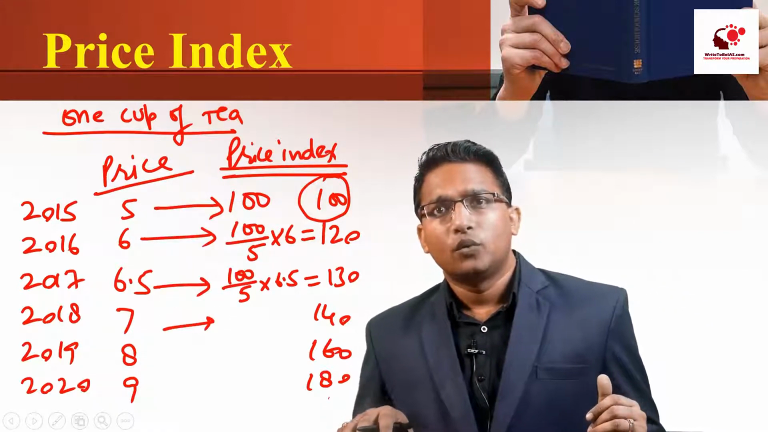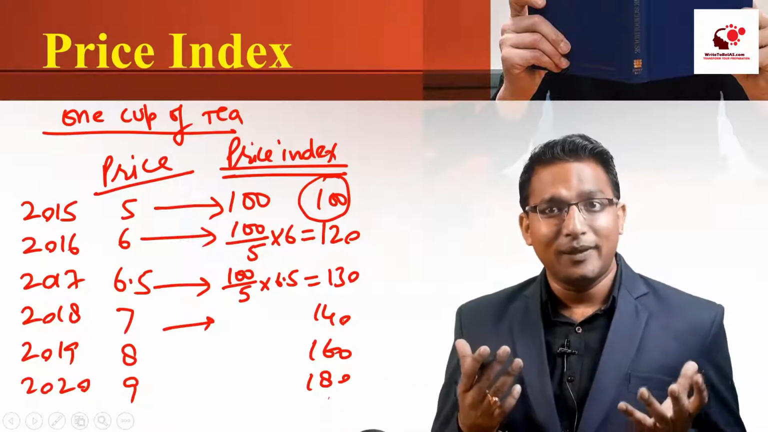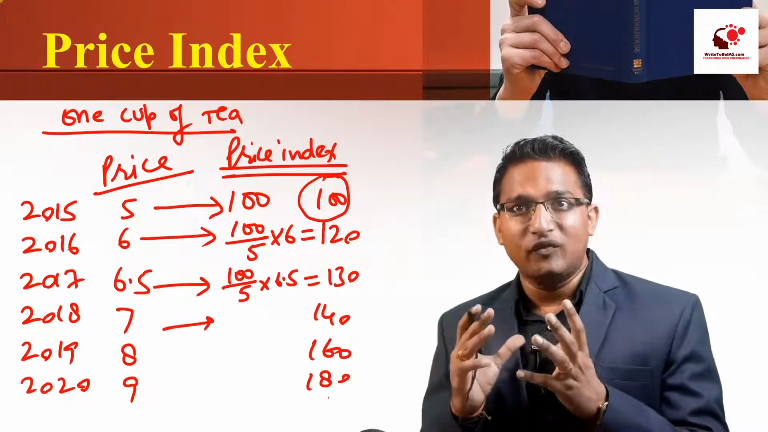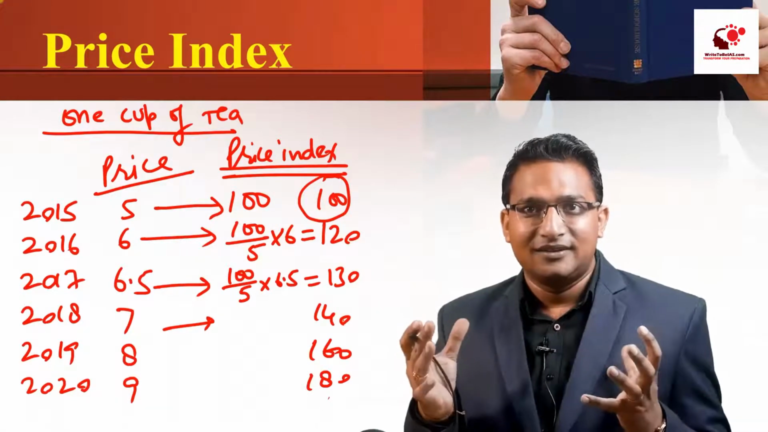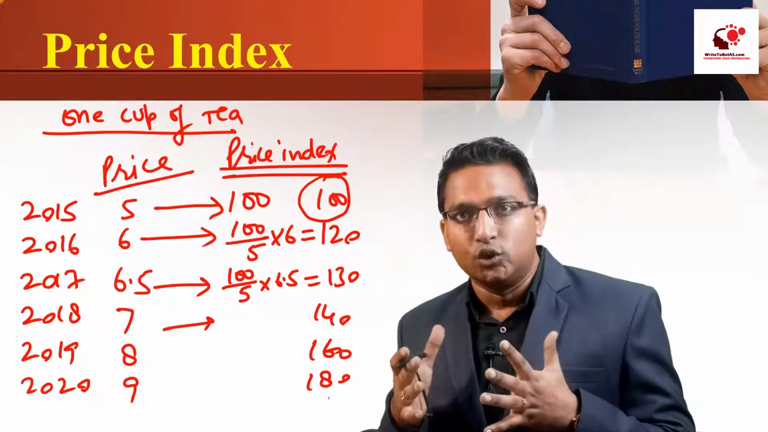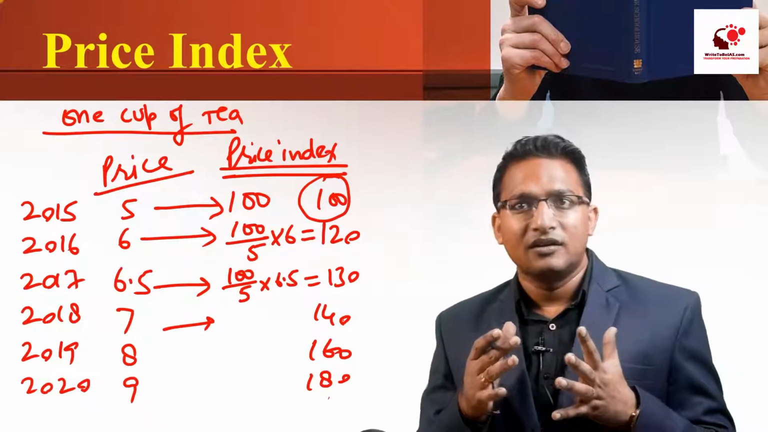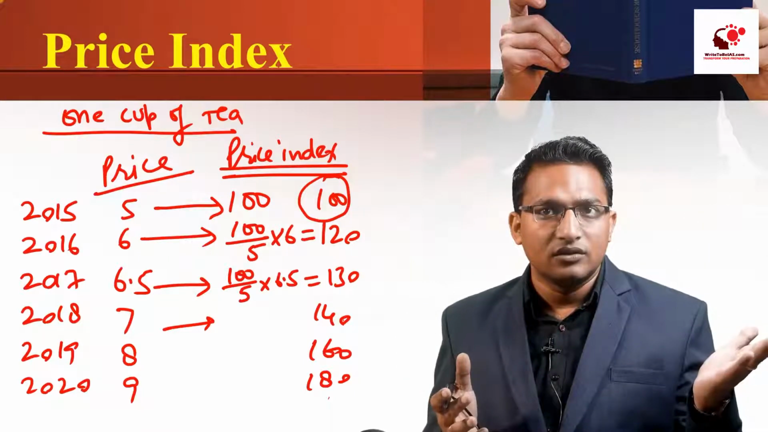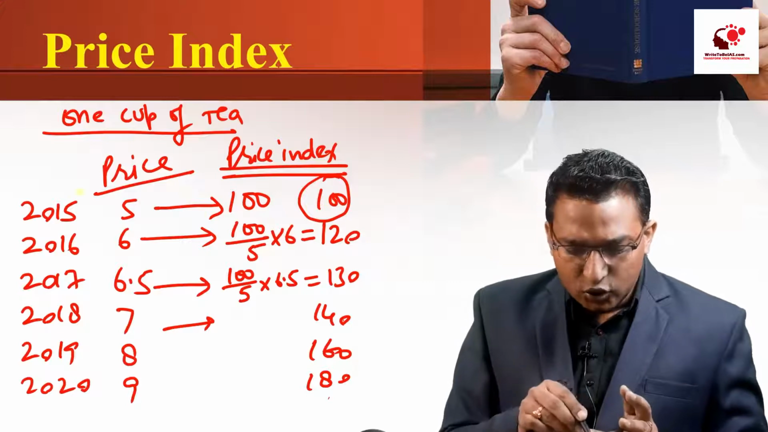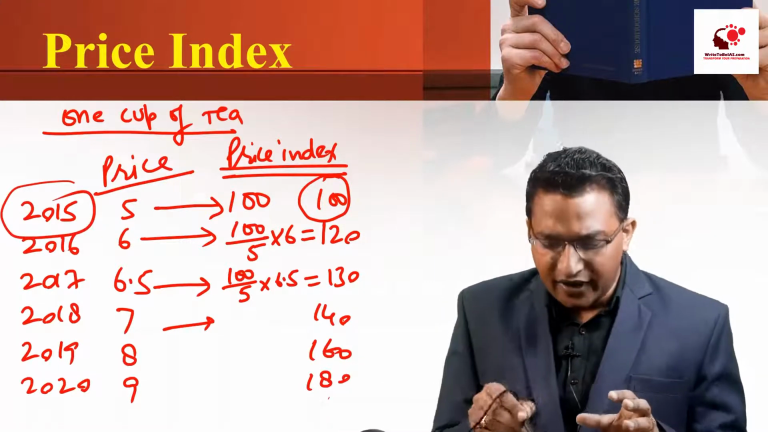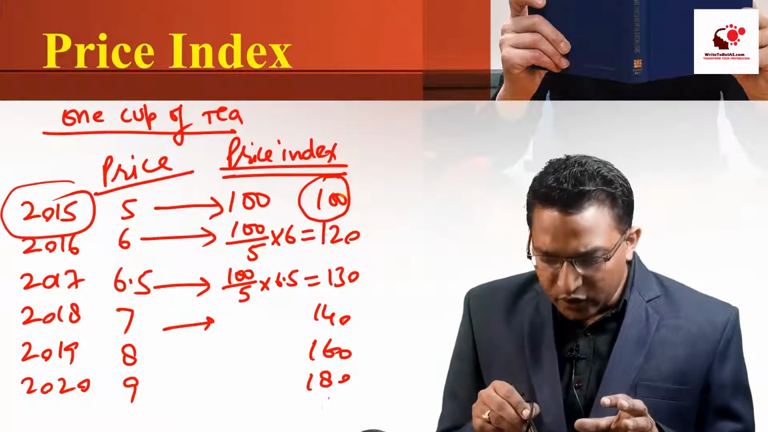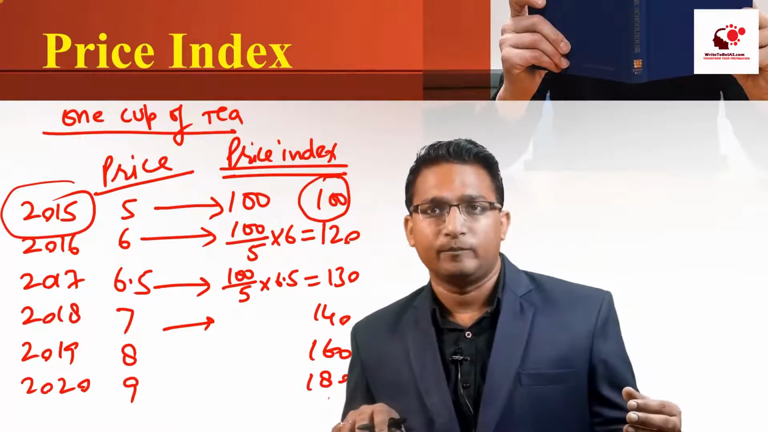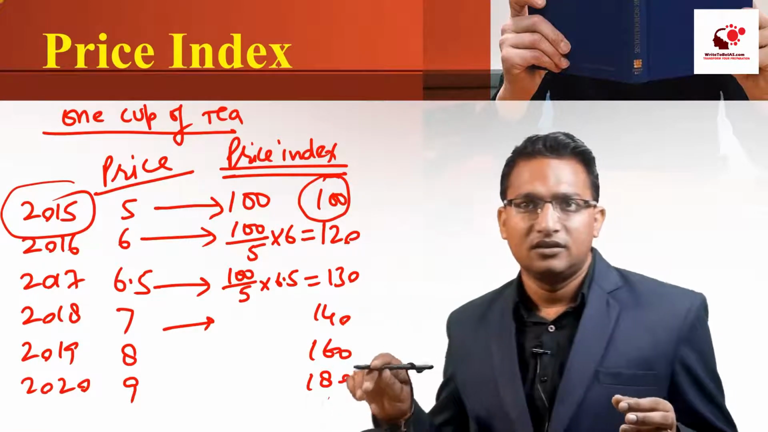So what is price index? The price index is a kind of average which is reflecting the change in the price over a reference period. So here the reference period is 2015 and the reference value is 100. As compared to 100, the value now is 120, 130, 140, 160, 180. So this is the price index, right?